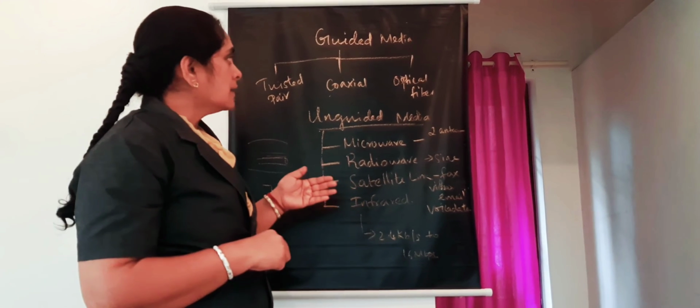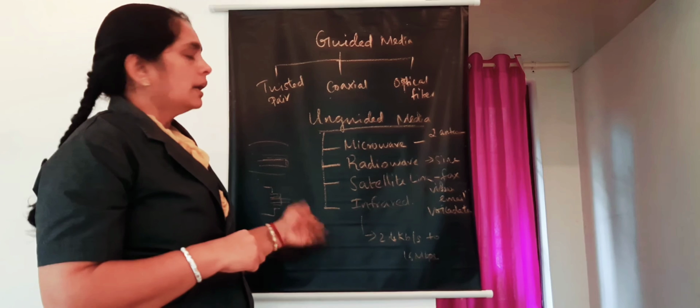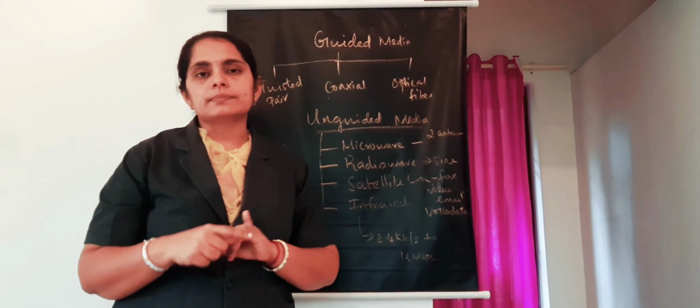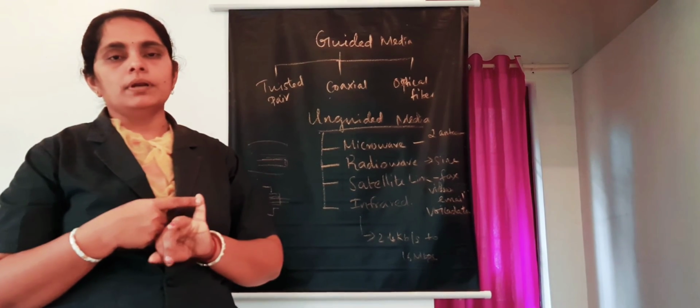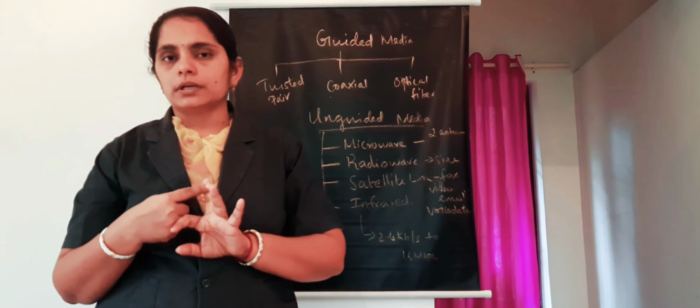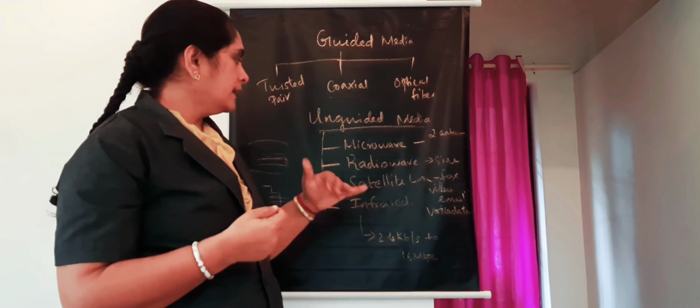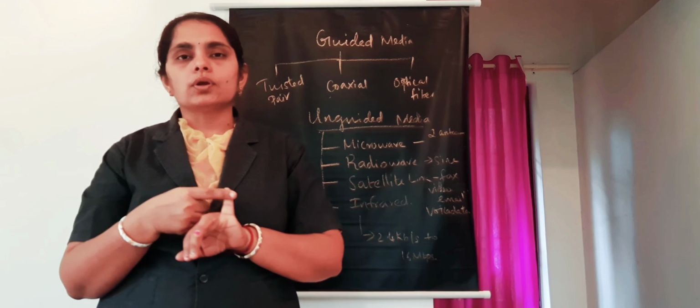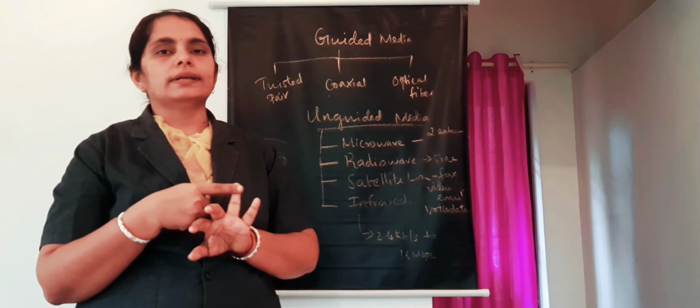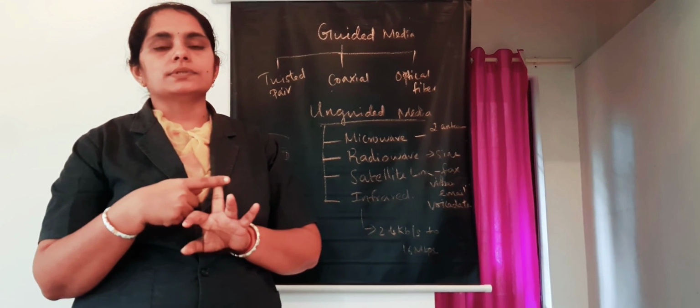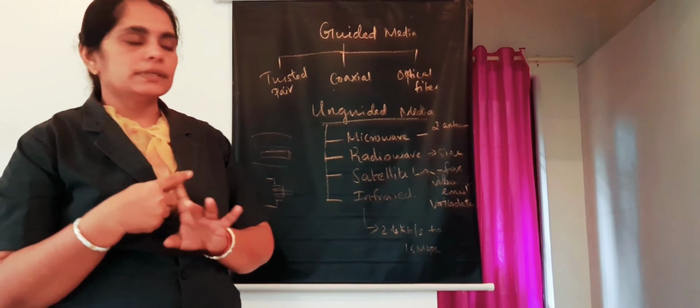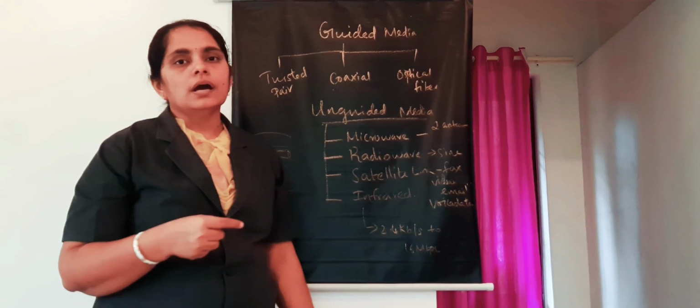So these are the things coming under guided media and unguided media. Three things I have explained in guided media: twisted pair cable, coaxial cable, and optical fiber. Now unguided media: microwave transmission, radio wave transmission, satellite transmission, and infrared. These are the four things coming under unguided media.